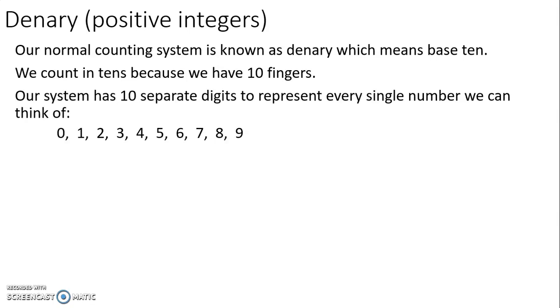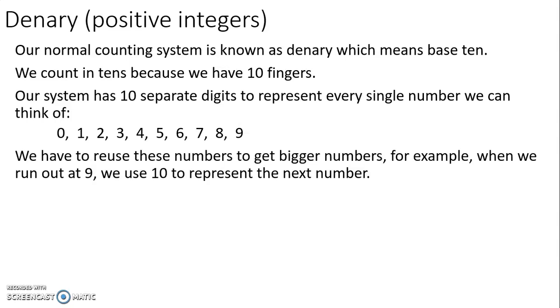Our system has 10 separate digits to represent every single number we can think of. Now remember, in computing we start counting from 0, so the range 0 to 9 actually contains 10 numbers, hence the base 10 system. We have to reuse these numbers to get bigger numbers. For example, when we run out at 9, we use 10 to represent the next number.